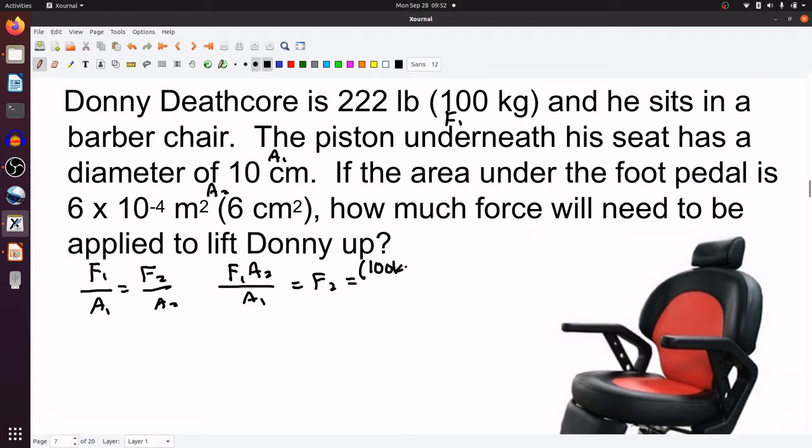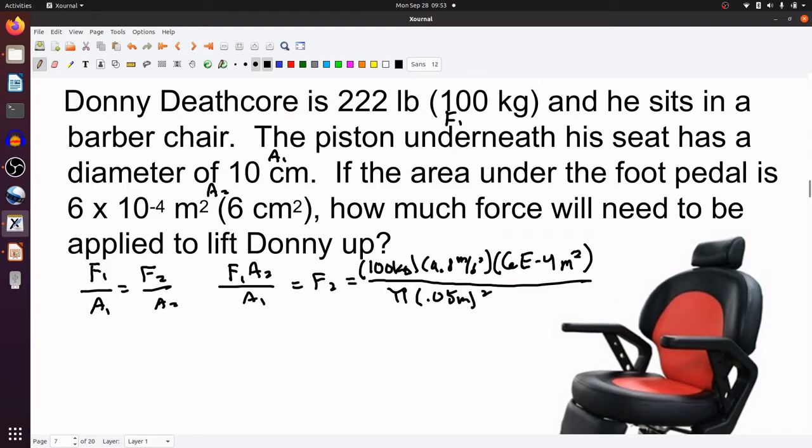So that's going to be 100 kilograms times 9.8. And then the area of the 2, so that's going to be the 6 times 10 to the negative 4th, or 6 centimeters squared. And then all over the area of 1. It says the diameter is 10 centimeters, so we would need the radius of 5 centimeters. So this will be pi r squared, which will be 0.05 meters squared.